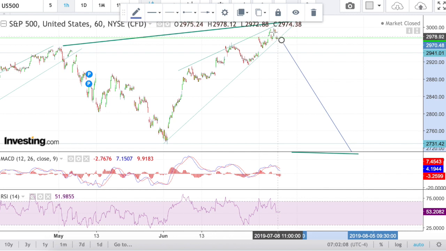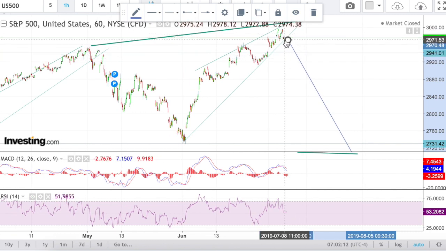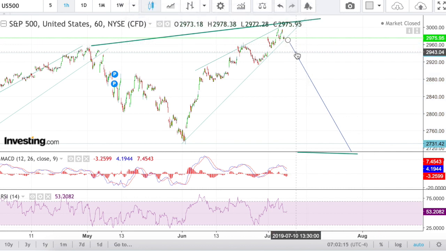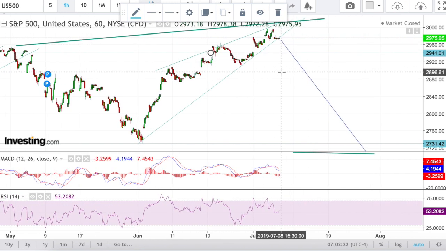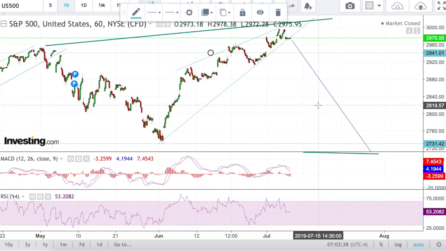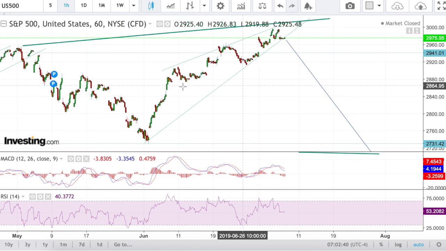So these are my two scenarios. Either we break this level impulsively and go straight past in one go, or we bounce one last time off of this all-time high level. So if you want to take something away from this, watch this all-time high level. If we start breaking below it again, it will be the confirmation that this is a false breakout and that we're heading much lower.